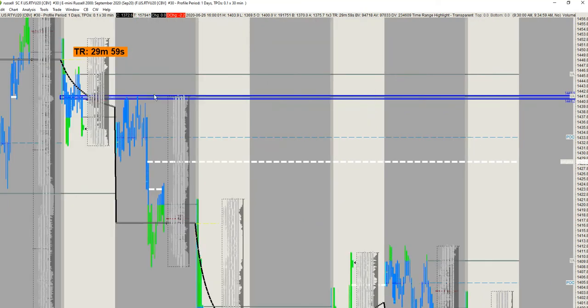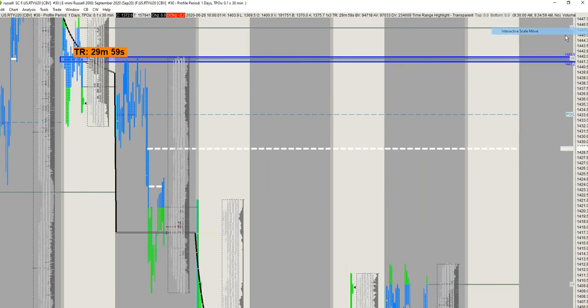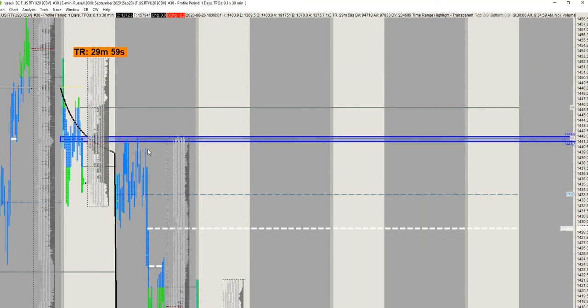In the overnight, we failed at the TPOC from the previous day. All right, and then boom. This day, this TPOC is important, this price here. And then I would have basically wanted to see if this was going to hold, this low volume node.